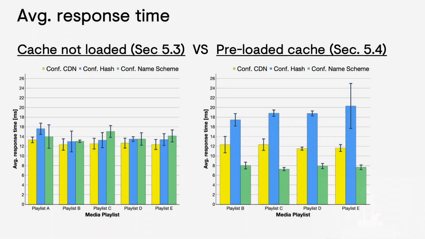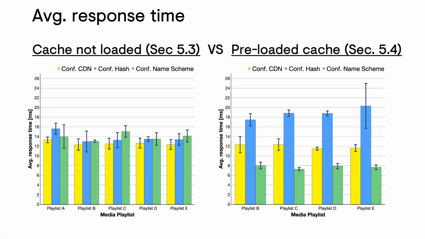In this case, we are testing that playlist A is loaded, and then we test the other playlist after that to see if the caching is functioning properly. So a first test is just on the response time. There are two cases, one where the cache is not loaded, so there's no playlist that's been played.